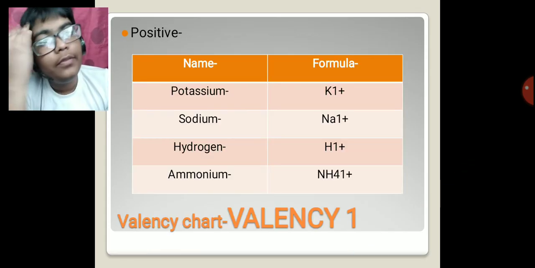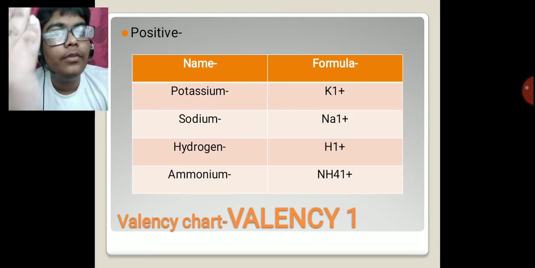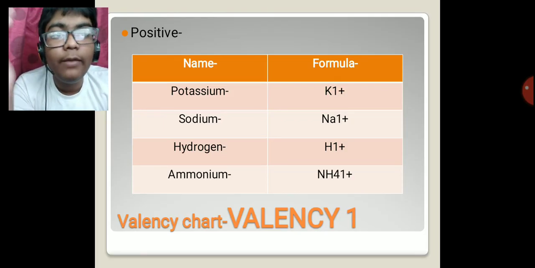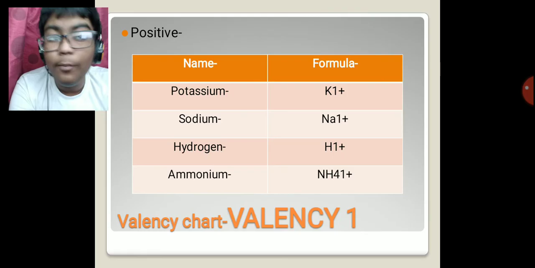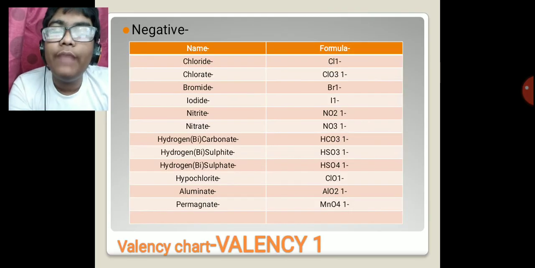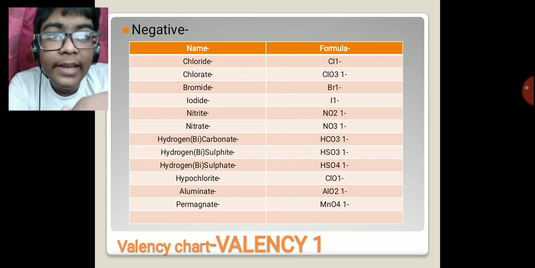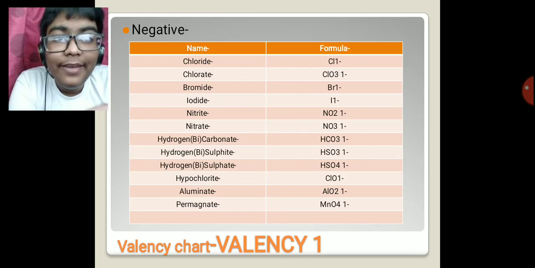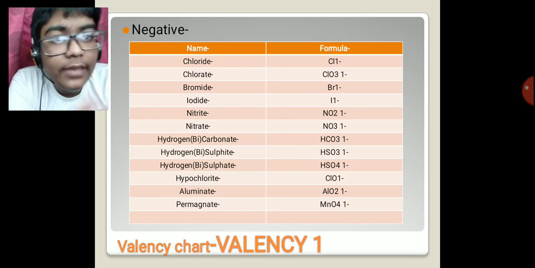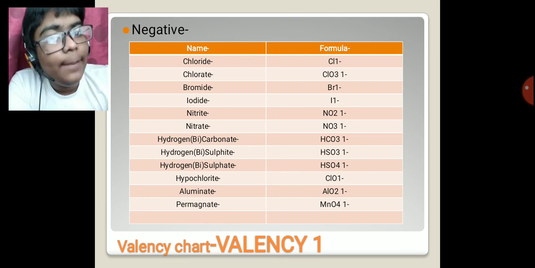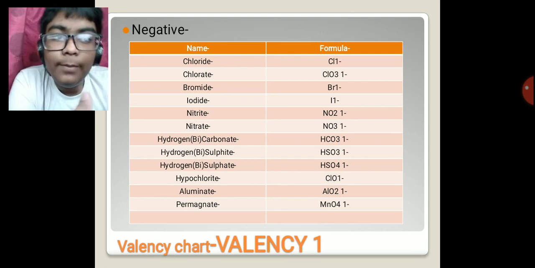So you have first valency, that is positive valency 1. In positive you have potassium, sodium, hydrogen and ammonium. Then you have valency 1 negative. You have fluoride, chloride, bromide, iodide, nitrite, nitrate, hydrogen bicarbonate, bisulfite, bisulfate, hypochlorate, aluminate, permanganate.